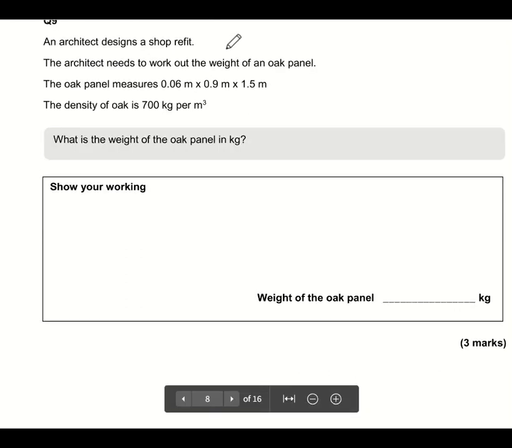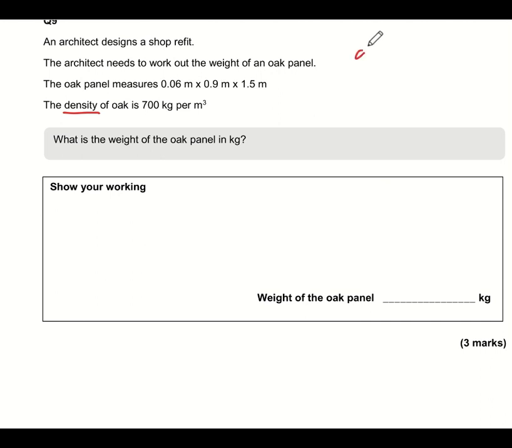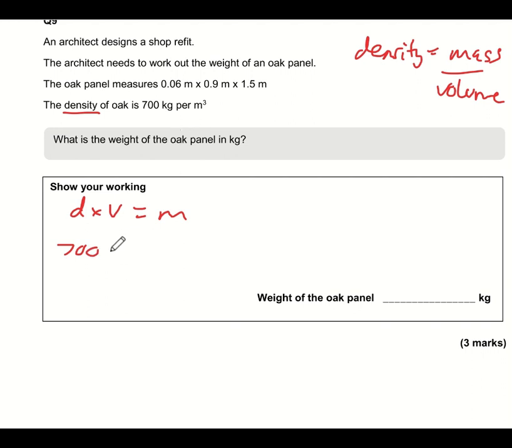Okay, so question number 9. Here it mentions density. Whenever it says density, you need to be thinking that density is mass divided by volume. So if we want to work out the mass, that is density times the volume equals the mass. Now we know the density is 700 kilos per cubic meter. So what is the volume? It's just the multiplication of the three dimensions of the panel: 0.06 times 0.9 times 1.5, and that comes to 56.7 kilos.